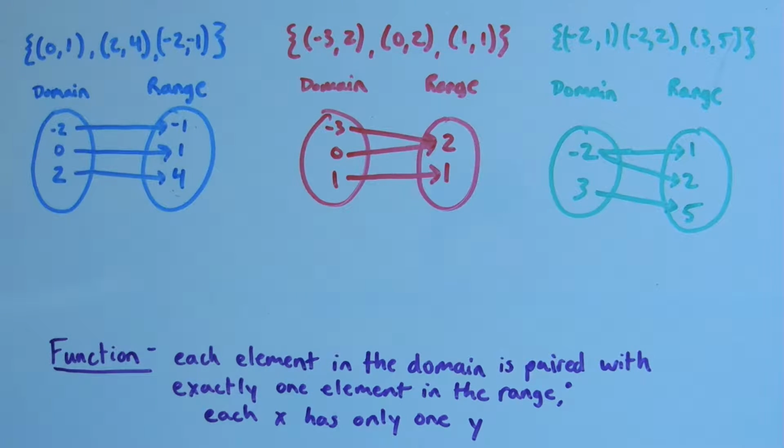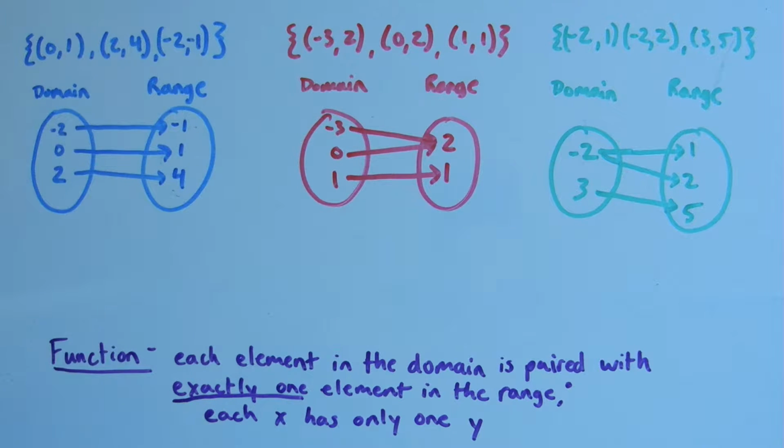A function is a relation where each element in the domain is paired with exactly one element in the range. Exactly one being the key. So in other words, you could say each x, if x was the domain, has only one y, whereas the y values are the range. So let's look at our first example.